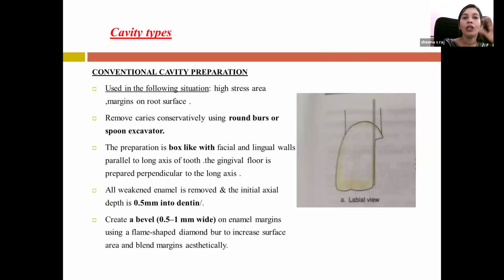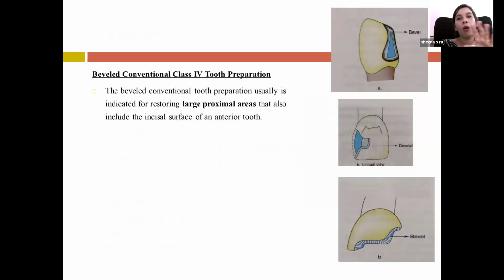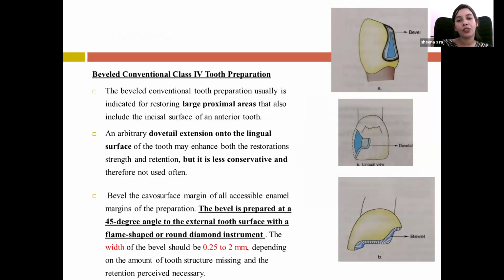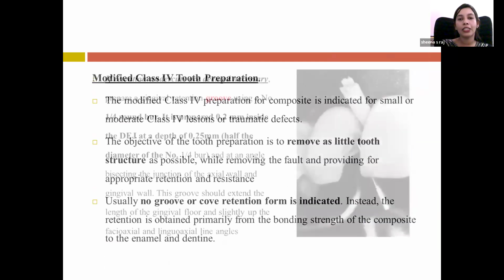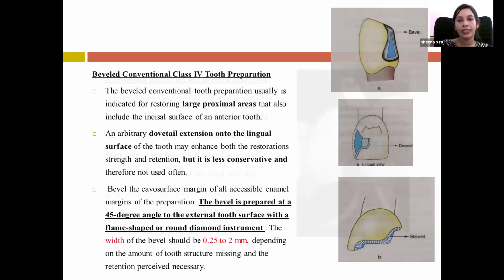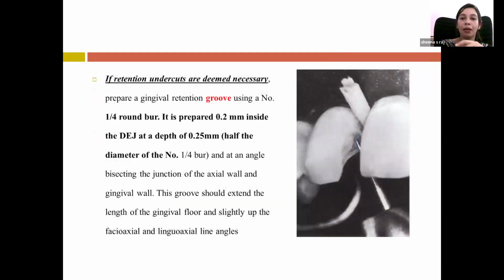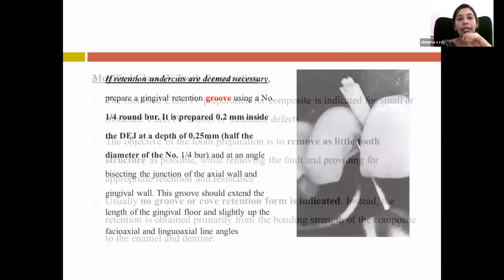Okay. So cavity preparation: first we studied the conventional preparation, very easy, just a box. Second, box plus a bevel of a thickness of 0.25 to 2 mm. And again, as I told, there will be a dovetail on the lingual side, and we can even place some retention undercuts with the help of grooves, with the help of a 1 by 4 bur, that will give more retention.